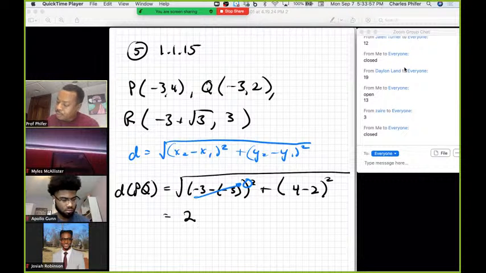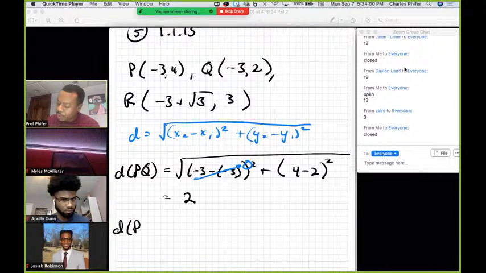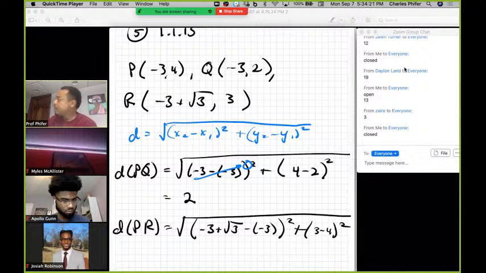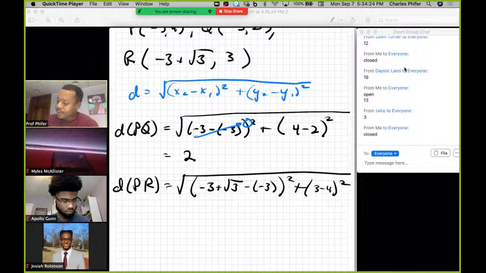Okay. Let's do PR, the distance between P and R. That's going to be the square root of the quantity -3 plus the square root of 3 minus -3, squared, plus 3 minus 4 squared. Sounds like somebody's outside doing the yard. So I think that this 3 cancels this one. Square root of 3 squared is going to be 3. That's going to be 1. So that's going to be 2.